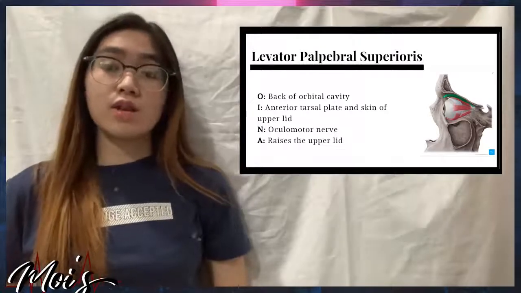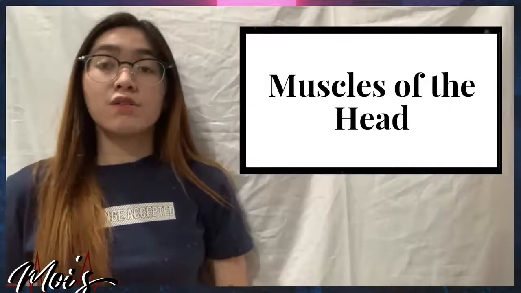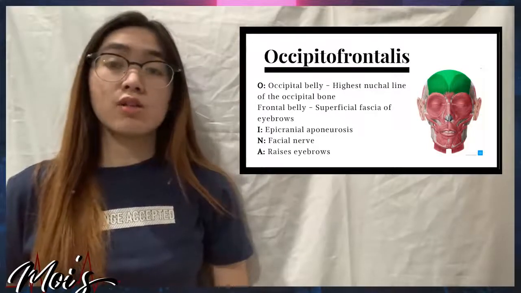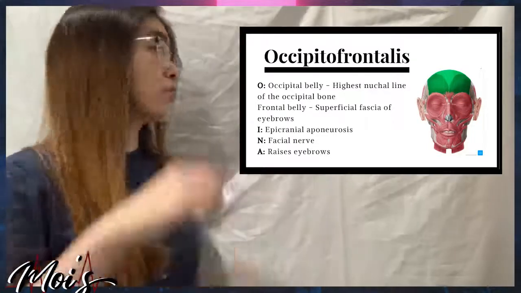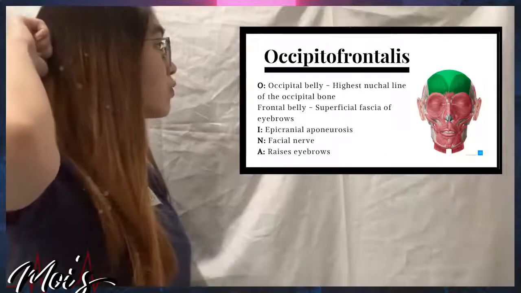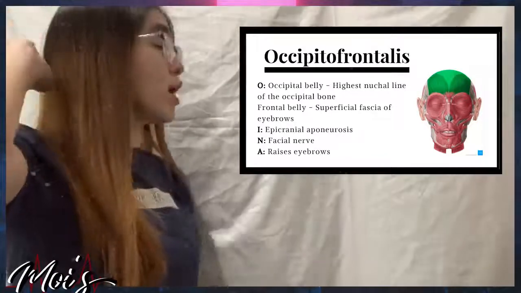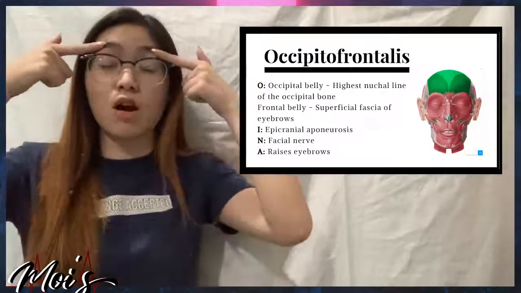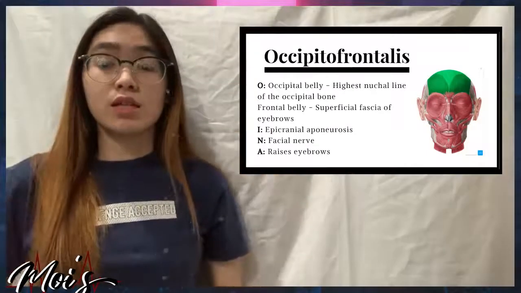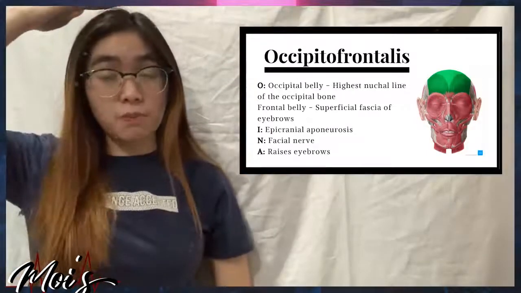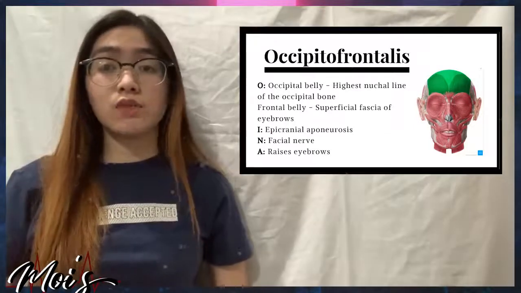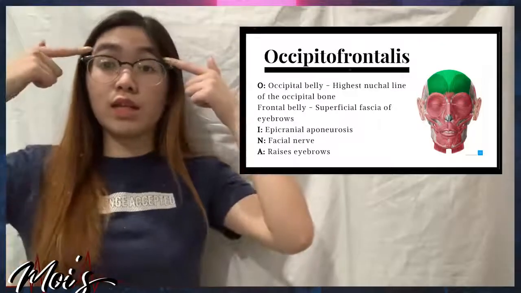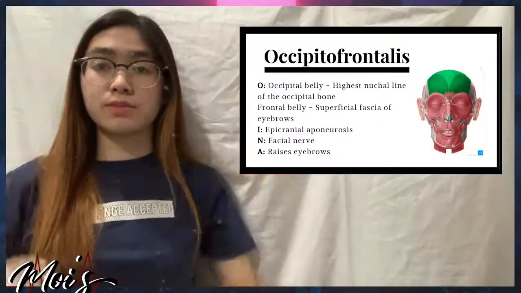Next on the list, we have the muscles of the head. First is the occipitofrontalis, which has 2 bellies. The occipital belly originates from the highest nuchal line of the occipital bone, while the frontal belly originates from the superficial fascia of the eyebrows. It inserts in the epicranial aponeurosis and it is innervated by the facial nerve. It is responsible for the raising of the eyebrows.